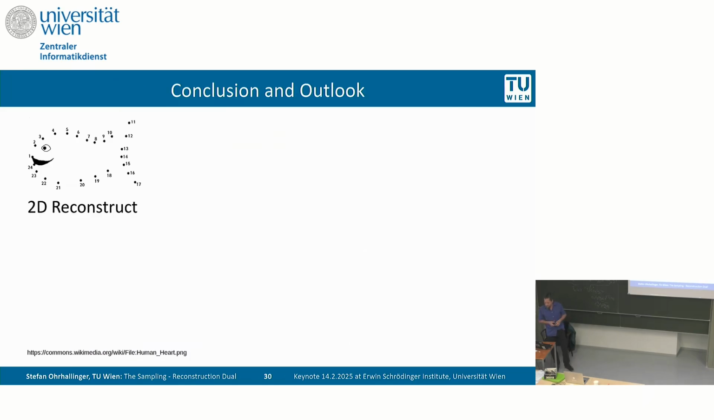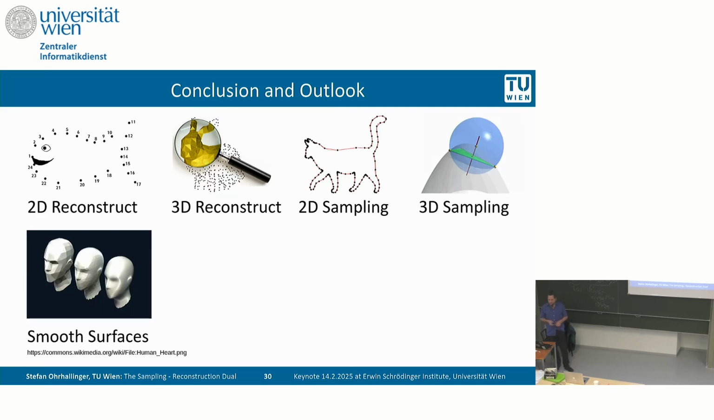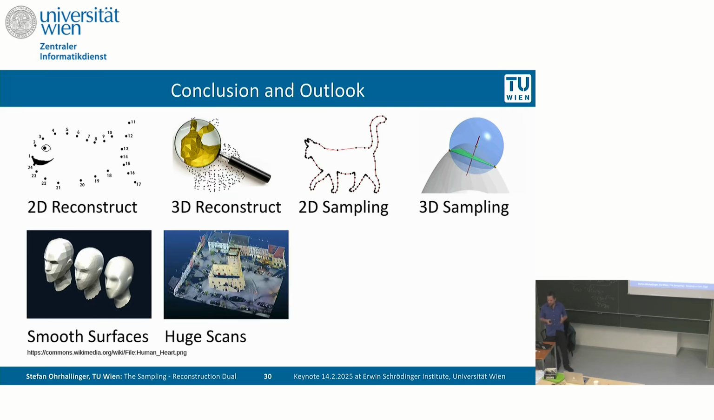So now I come to a conclusion. I talked about connecting points in 2D, connecting points in 3D, sampling in 2D, the inverse problem, sampling in 3D, smooth surfaces, which is ongoing work, and how to deal with huge scans. This is work in progress.